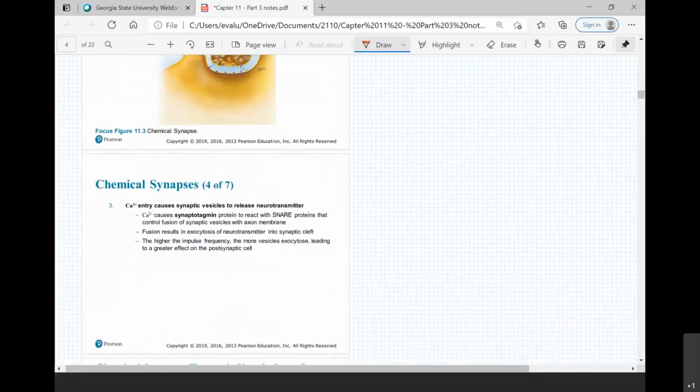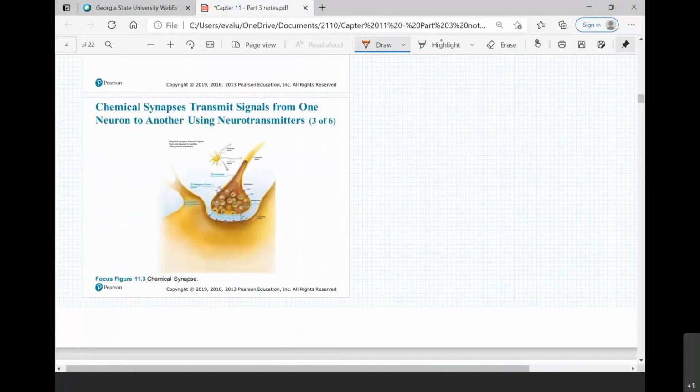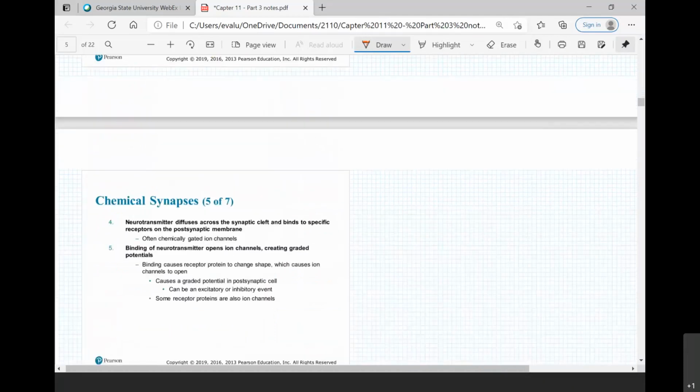So, like I said, our calcium is going to cause the synaptic vesicles to release that transmitter across that synaptic cleft. That is going to occur because of something called synaptotagmin, which is a protein that causes the synaptic vesicle to find that plasma membrane, join with it, and then essentially pop open and kick everything out. So that is happening for step 3.